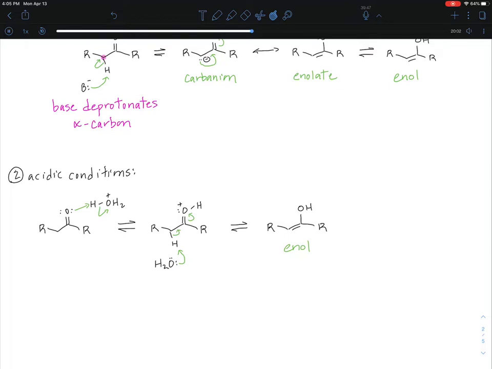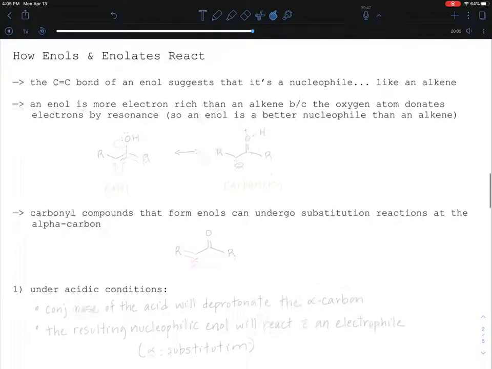How do these things actually react, though? So how do these enols and enolates react? That carbon-carbon bond, the double bond of an enol, suggests that it's a nucleophile. Remember alkenes? So we could use that as a nucleophile. But the enol is more electron rich than an alkene because the oxygen atom donates electrons by resonance. So in other words, an enol is going to be nucleophilic just like an alkene, but it's going to be more nucleophilic. It's going to be a better nucleophile than an alkene.